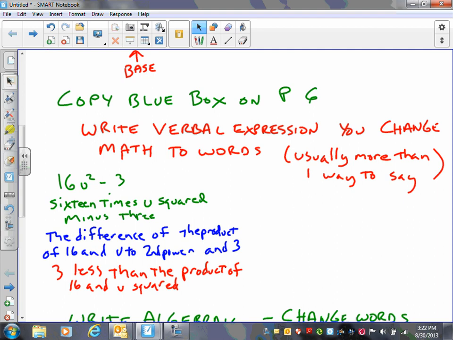So this expression, 16u squared minus 3, or 16 times u squared minus 3, or the difference of the product of 16 and u to the second power and 3, or 3 less than the product of 16 and u squared. And there's several other ways we could say that problem.